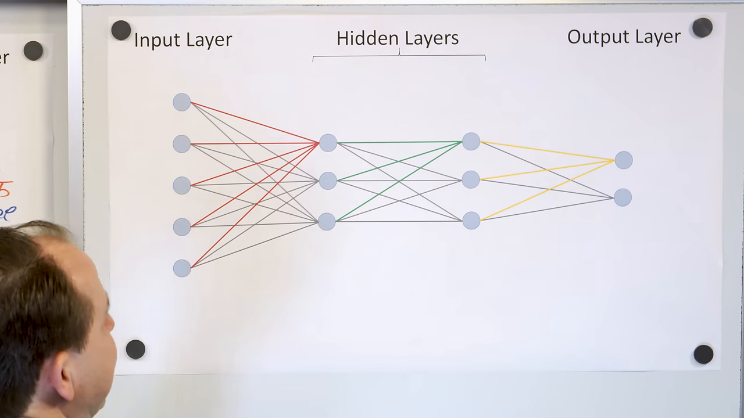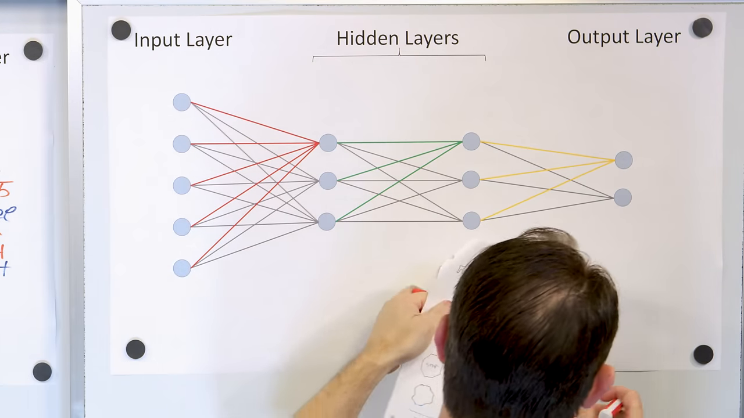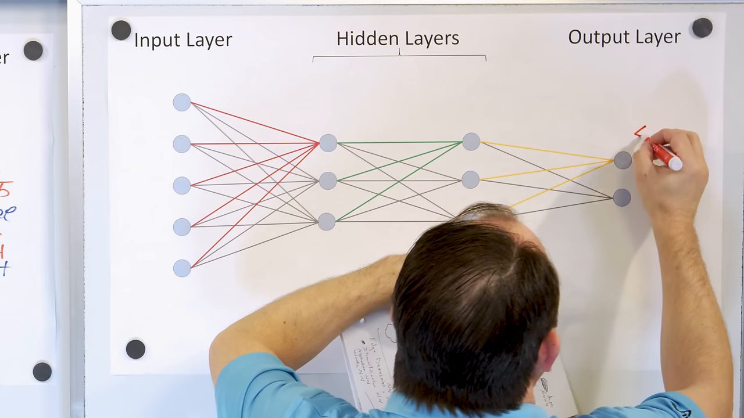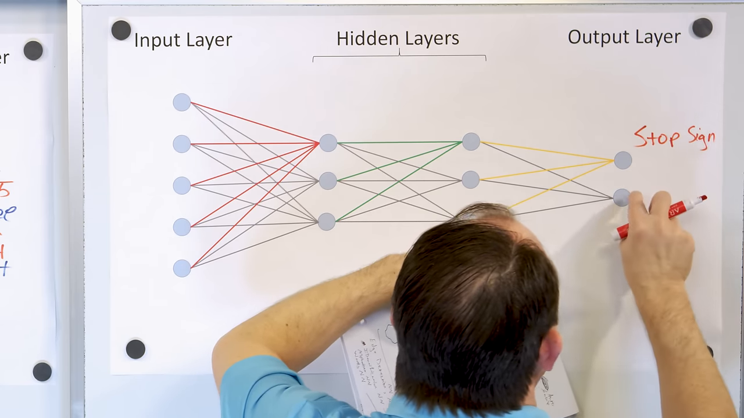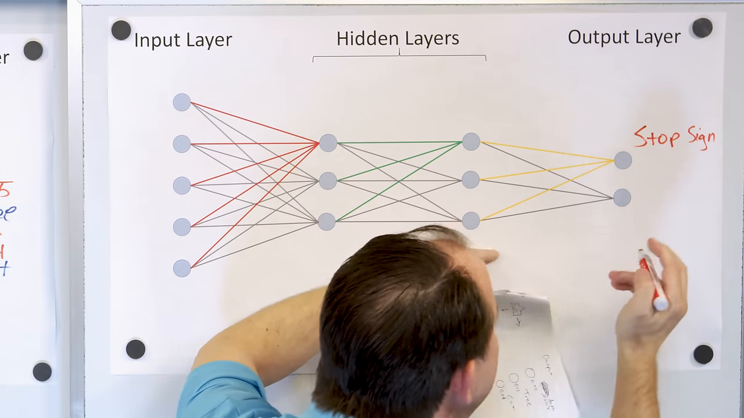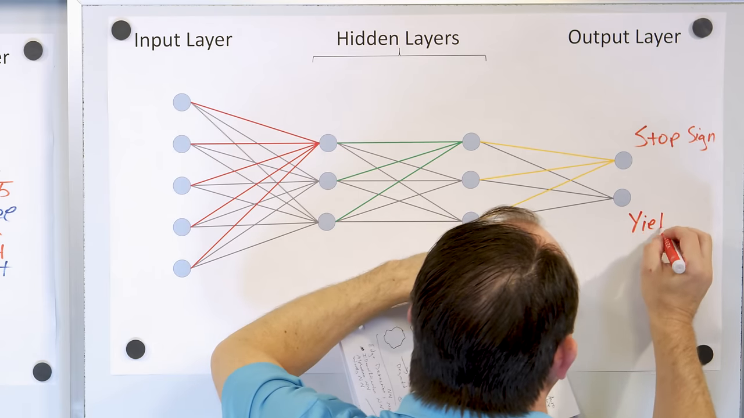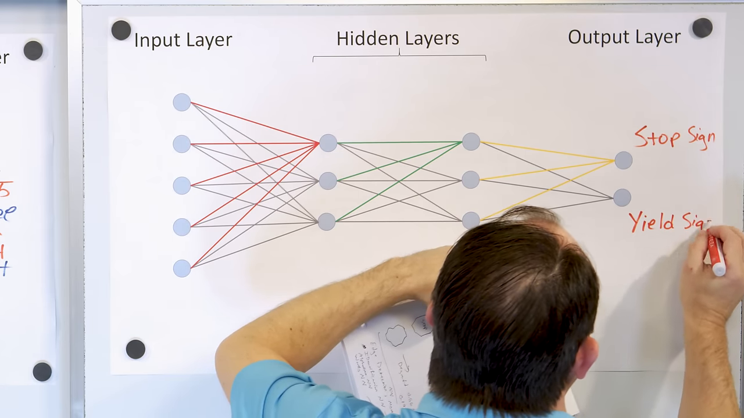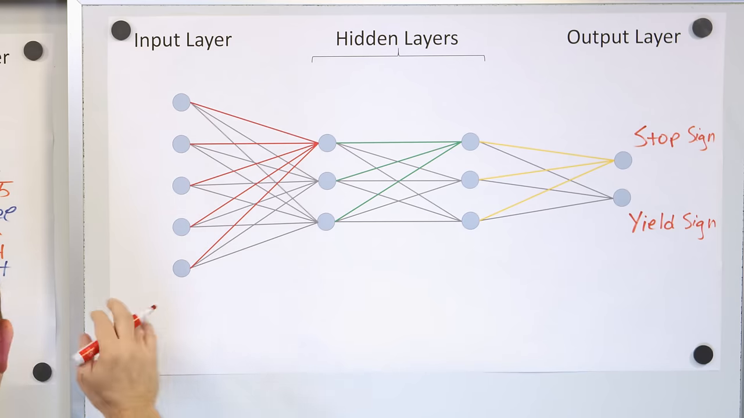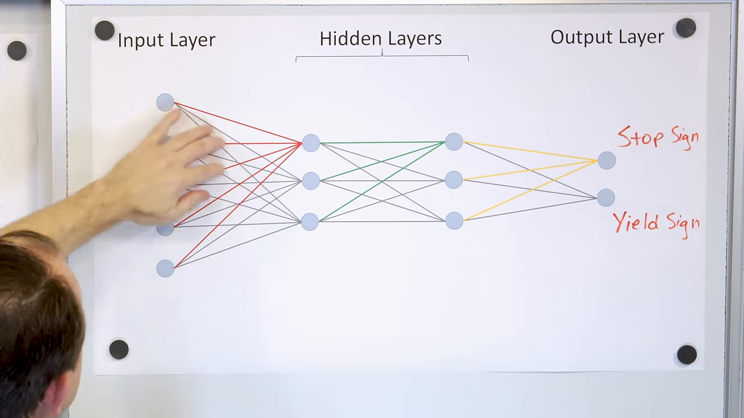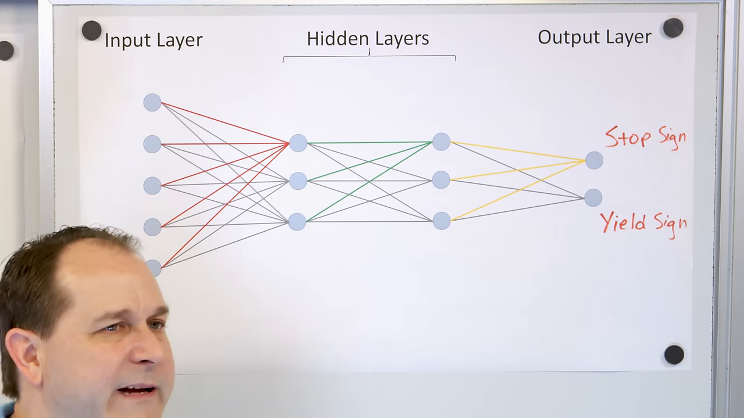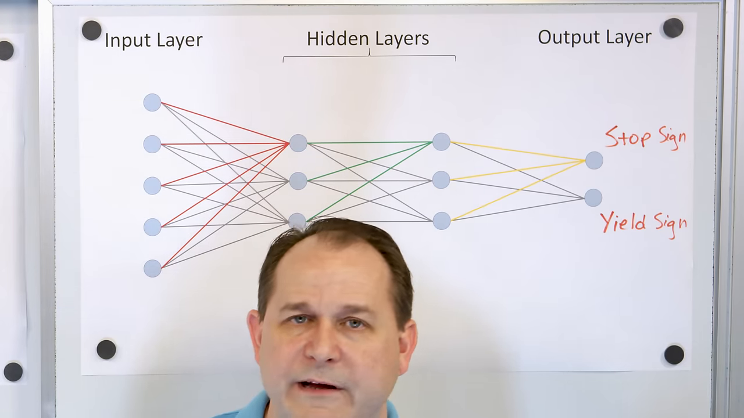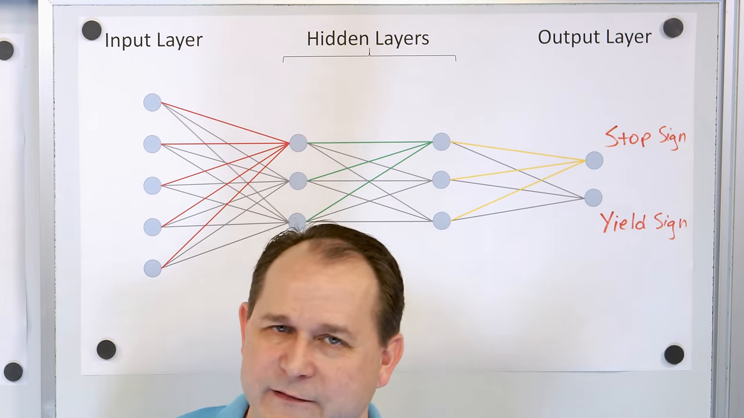So what could be the output of this neural network? One neuron's going to fire when the network thinks it's a stop sign, and the other neuron's going to fire or have a high value when it thinks it's a yield sign. So what you're going to put into the left-hand side of this network is going to be the pixels for an image of some street sign. Now I've only got 5 pixels. There's probably like 1 million pixels in a real image, right? But I'm only going to give you 5 so we can talk about it.